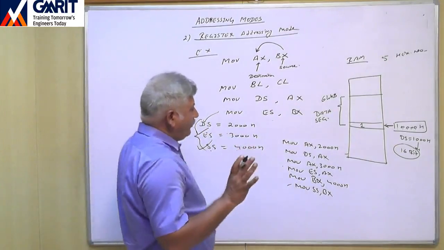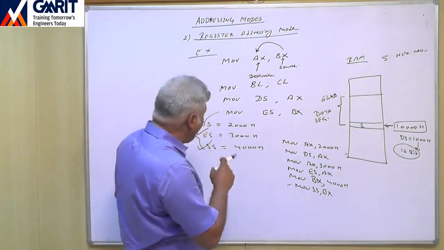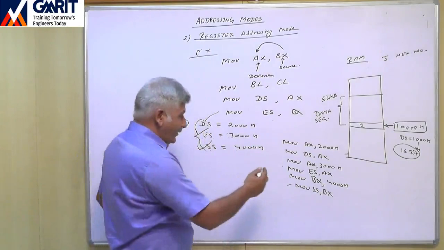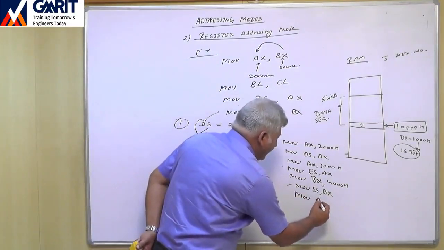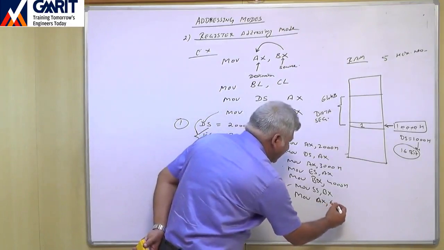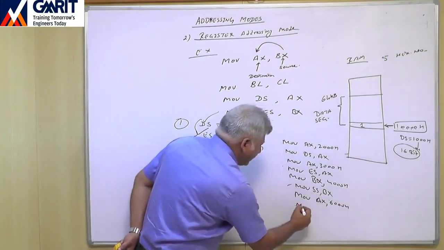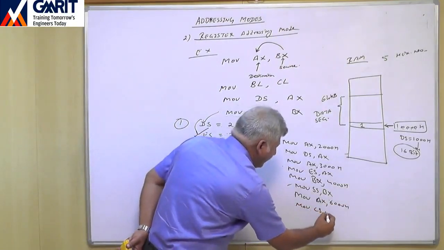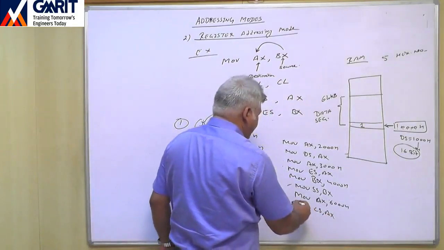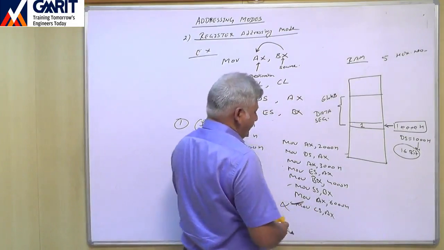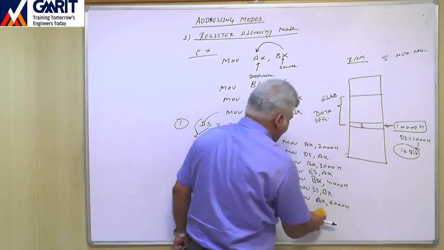Right? So only limitation is we cannot initialize the code segment. Right? Here we cannot write this instruction. MOV AX, 6000H, and after this MOV CS, AX. Right? So this is not possible. That initialization is not possible.